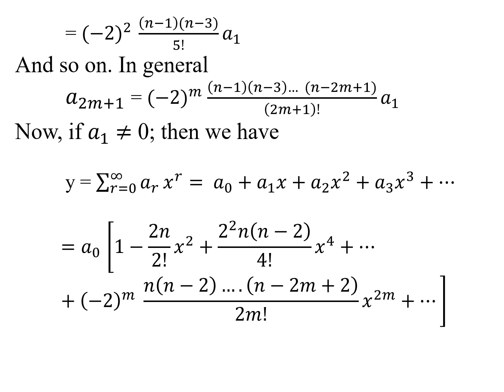and so on. In general, this may be written as a(2m+1), because a3, a5, and so on. Therefore, a(2m+1) is equal to minus 2 power m, n minus 1, n minus 3, up to n minus 2m plus 1, divided by 2m plus 1 factorial, into a1.